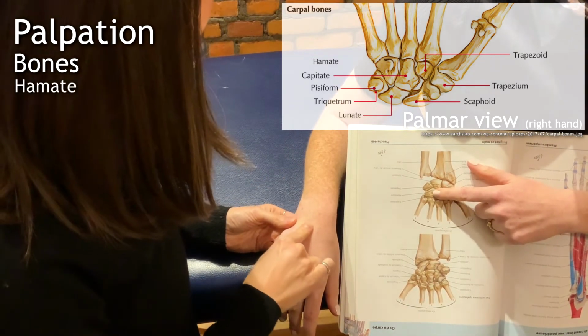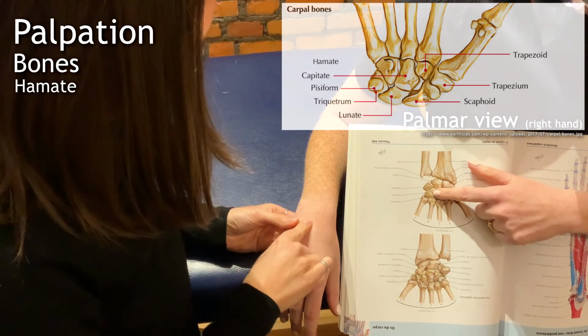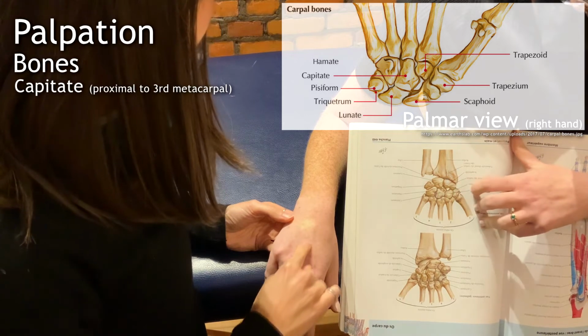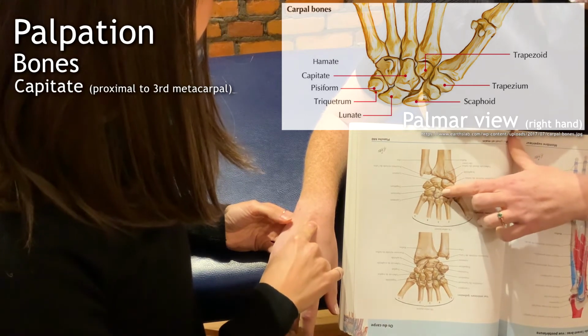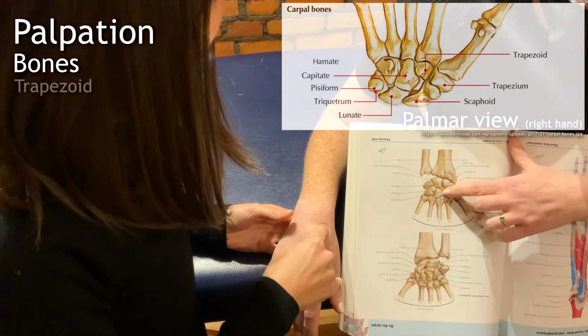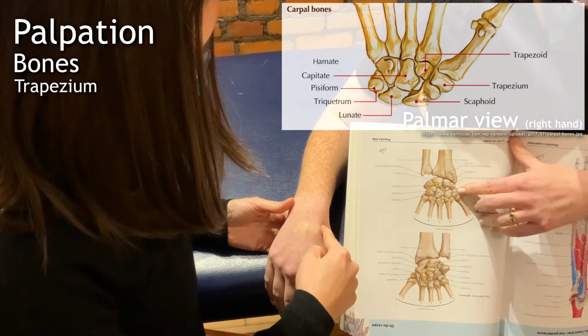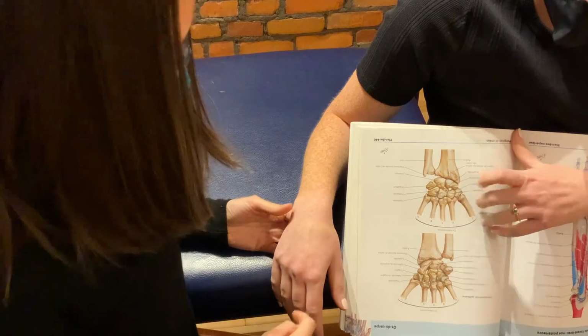For the distal row, from ulnar to radial, the first one is the hamate. The next one is the capitate, and it can be found by palpating the third metacarpal. The trapezoid can be found by following the second metacarpal, and then the trapezium is the one that follows the first metacarpal.